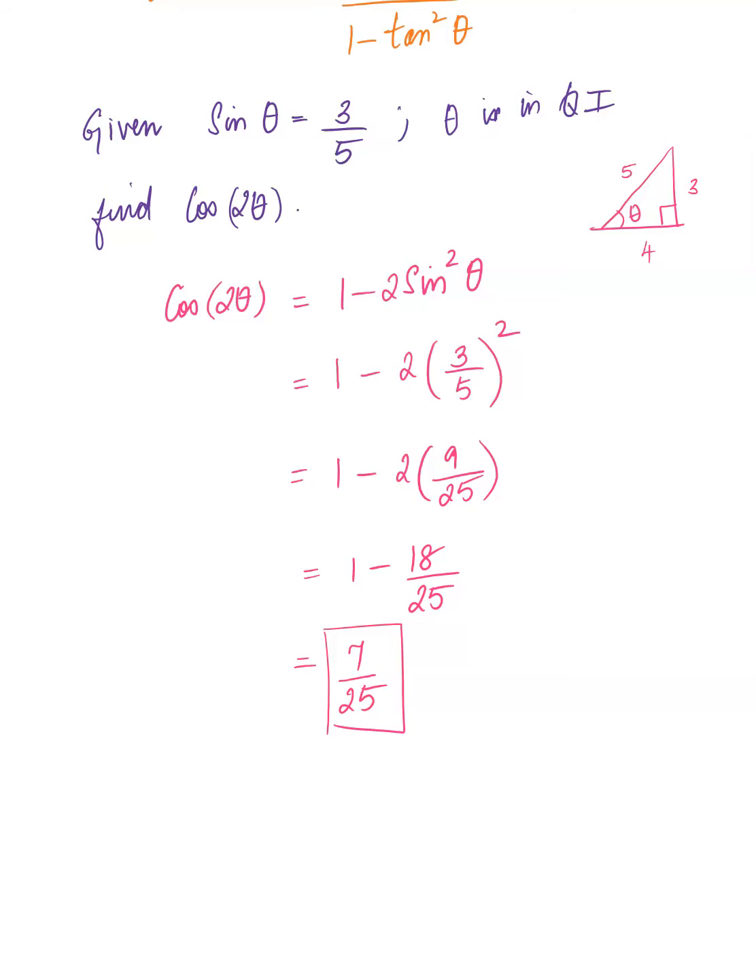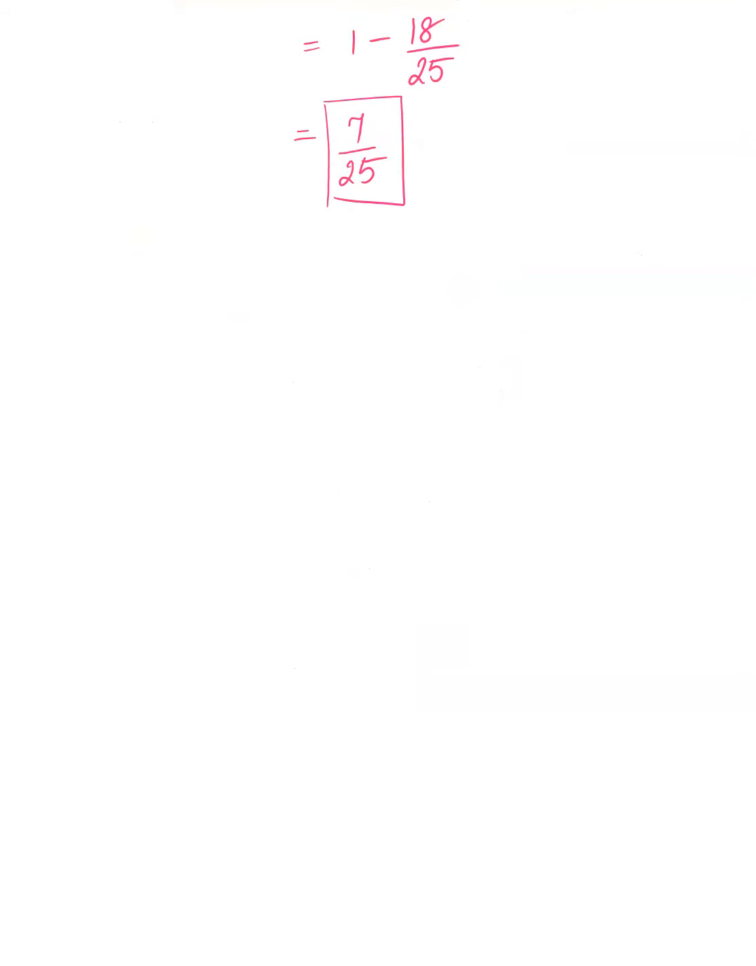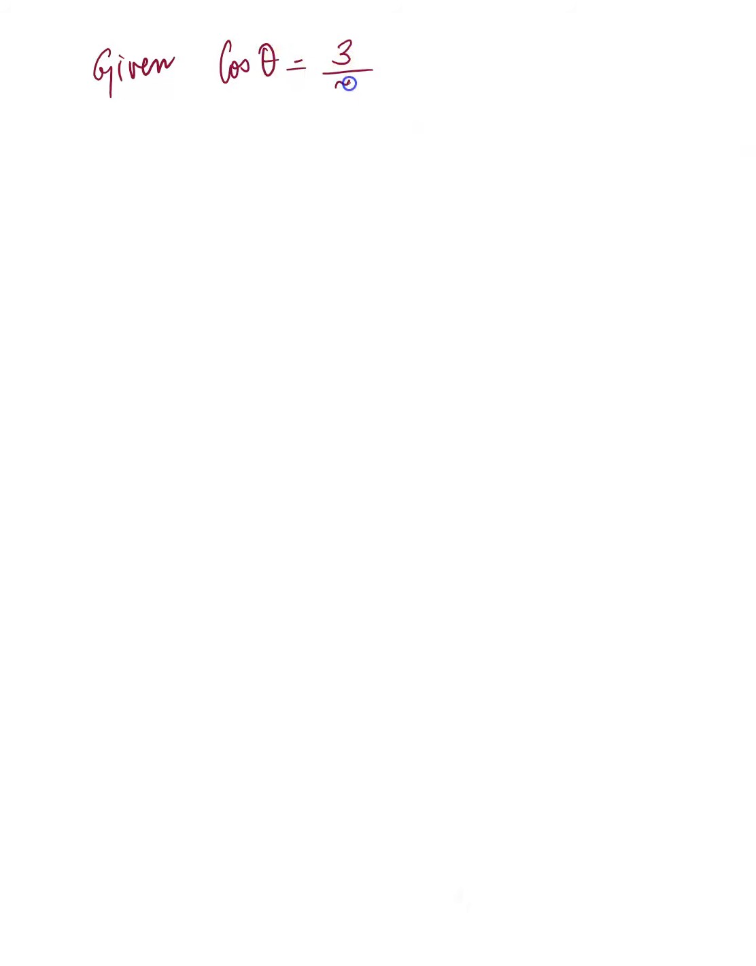Okay, now we will look at another problem. Given cosine theta is 3 over 7 with theta in quadrant 1, find sine 2 theta.